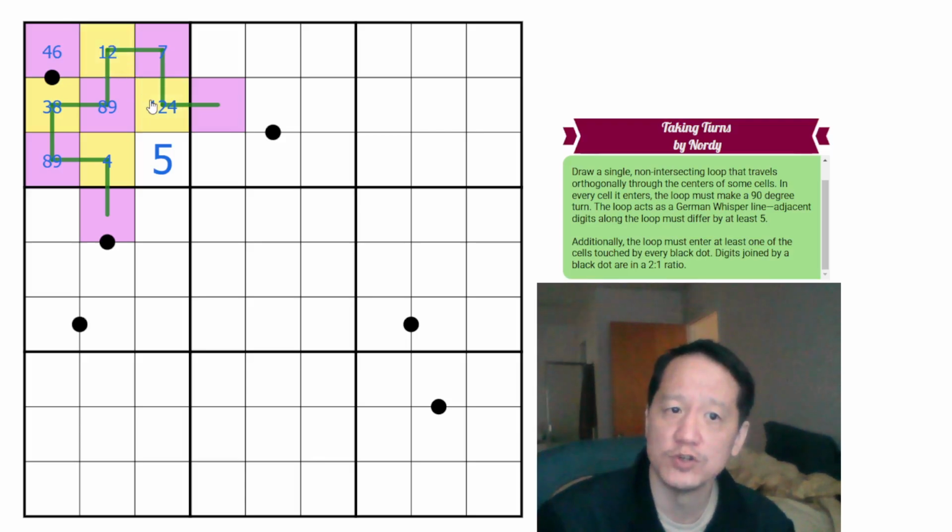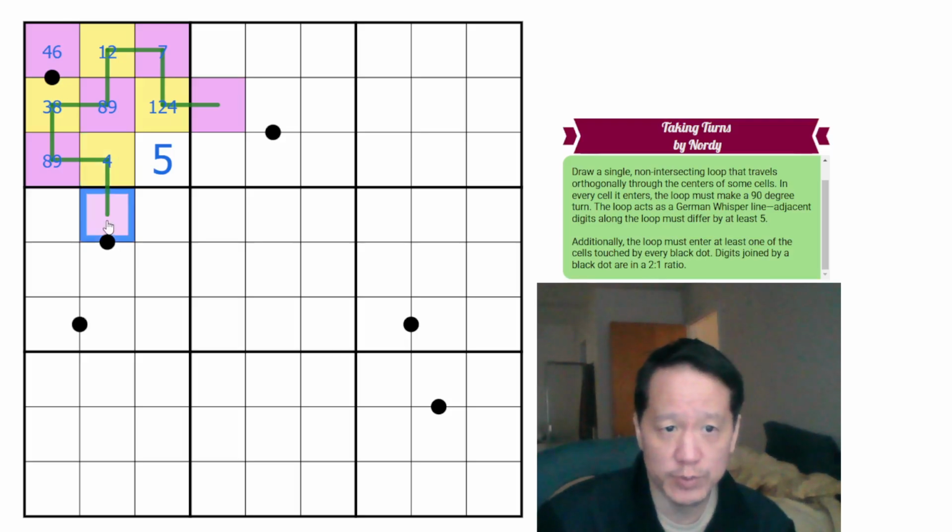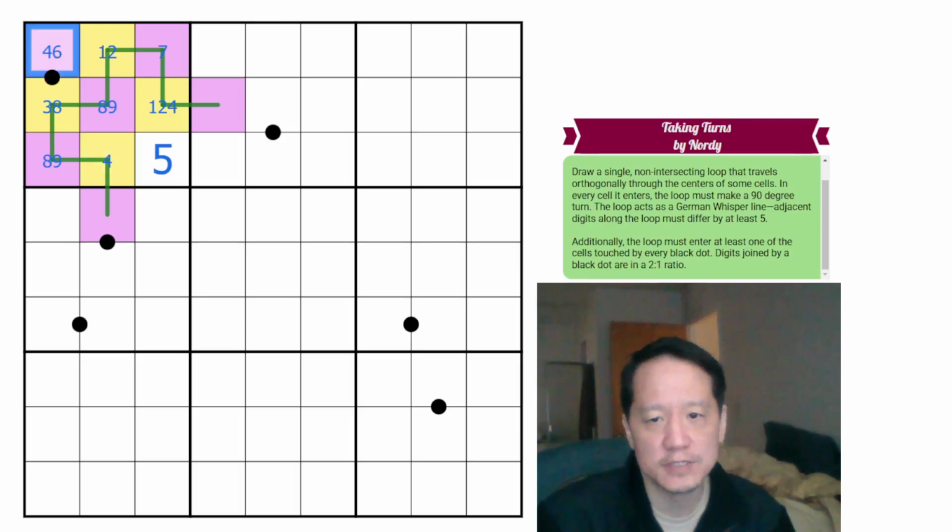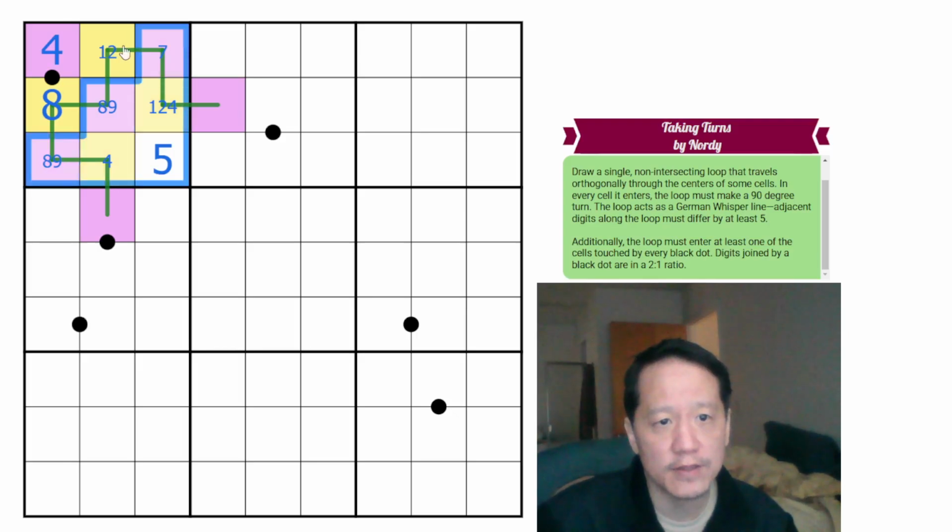Therefore, this would be 1, 2, 1, 2. That would make this digit a 4. But 4 has to be next to a 9 on a German whisper line. So this would have to be 9. But the problem is 9 can never be next to a black Kropke dot. So this doesn't work. Therefore, we know this can't be 6, which means this has to be 4. This has to be 8, and therefore the yellows are all the high numbers, and the pinks are all the low numbers.